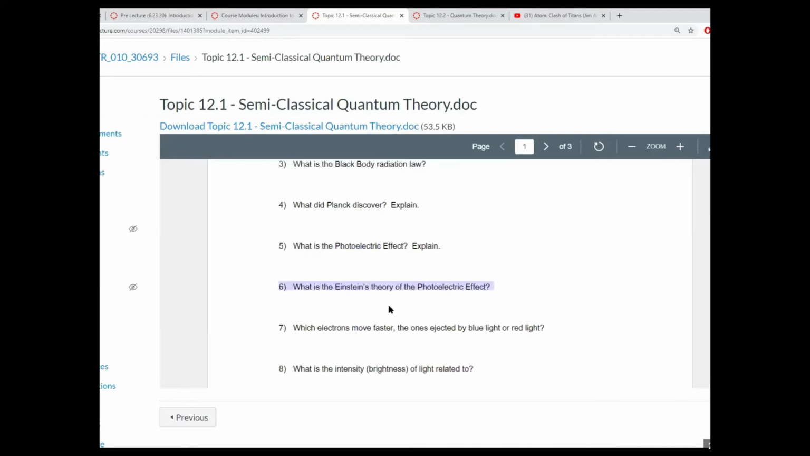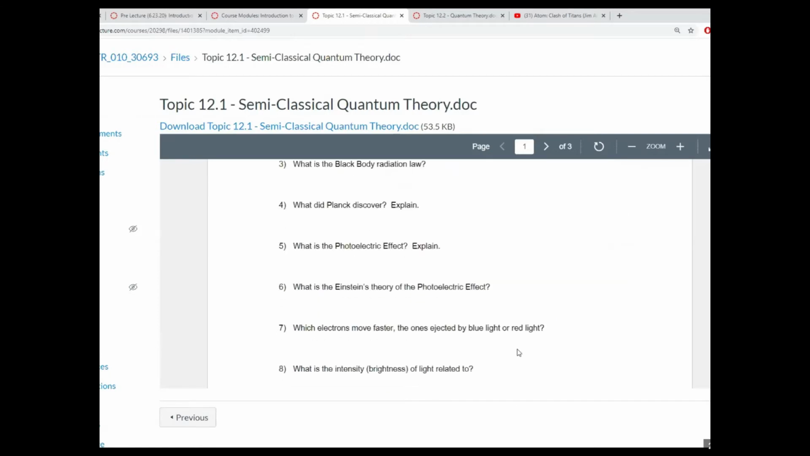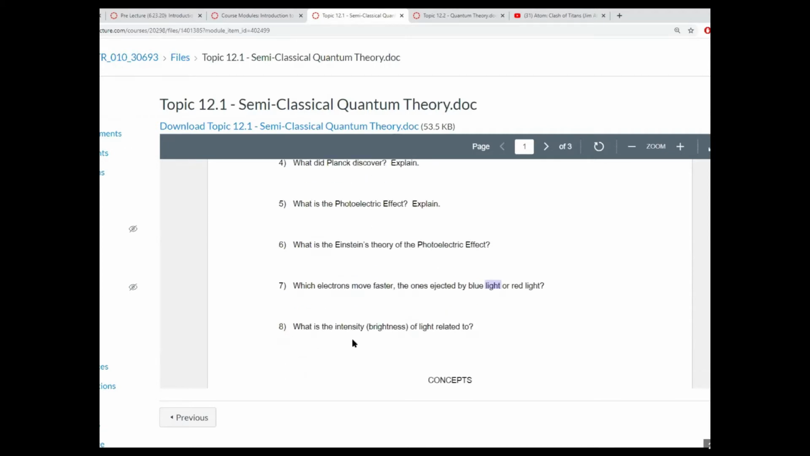All right, so what's Einstein's theory of the photoelectric effect? It's described by this formula. What that simply means is that the electrons will absorb light, the quantized light, the quantized energy, which means that the light is a particle. So the electrons will become energized by absorbing light. That's the premise of the photoelectric effect. The electrons absorb particles of light, become energized, and jump out of the metal. Which electrons move faster, the ones ejected by blue light or red light? Blue light is higher frequency, higher energy, so the blue light electrons are going to be moving much faster.